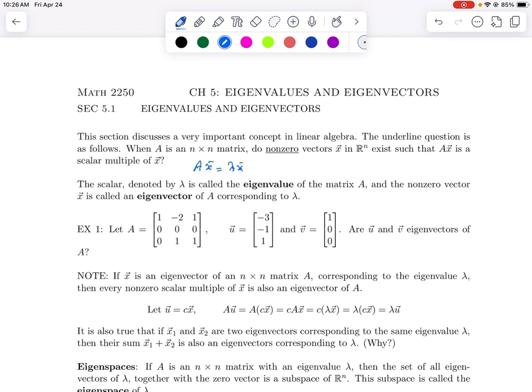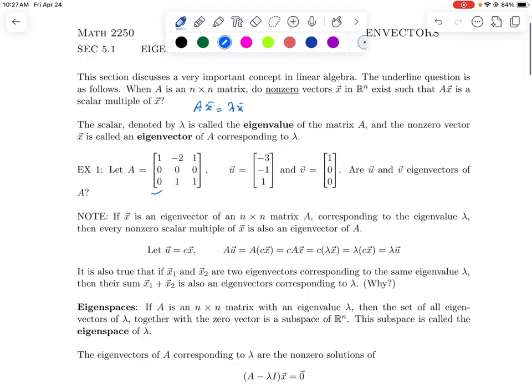So the vector x in this case is called the eigenvector of A, corresponding to lambda, because there could be more than one lambda for a matrix as eigenvalues. Here is an example: let A be this matrix, and u and v are given. We want to check whether u and v are eigenvectors of A, either u or v or both.